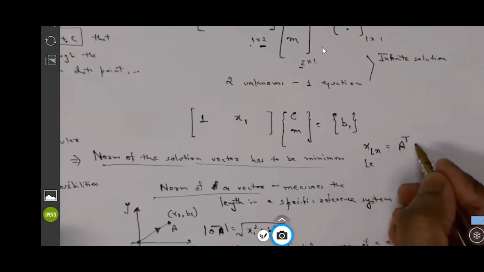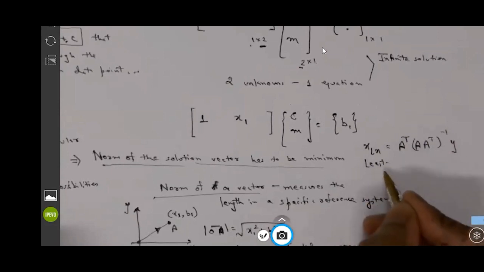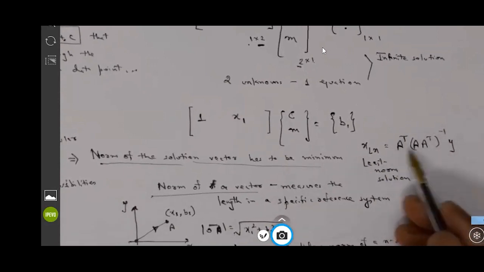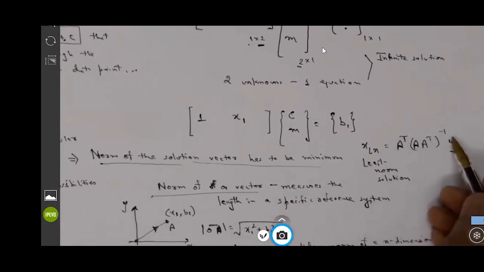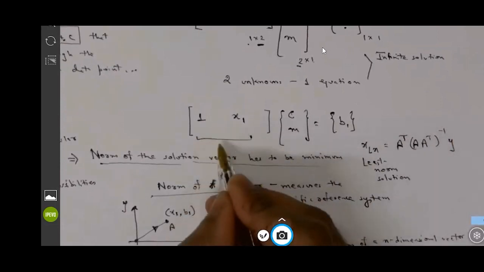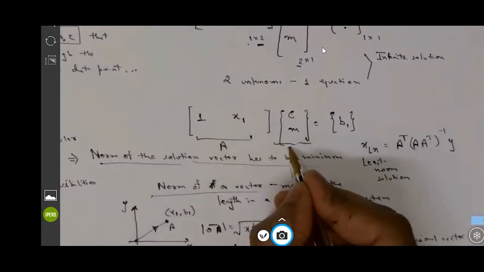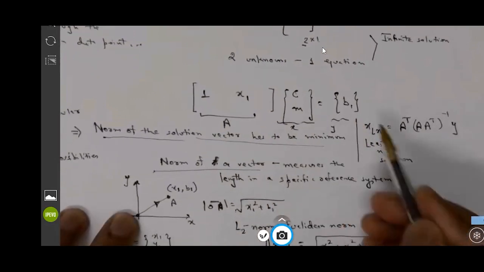It's the same form, but slightly different. Least norm solution. So instead of the form that we used earlier, A transpose A whole inverse times A transpose, now the form is A transpose outside, A times A transpose inverse, times the Y vector or the B vector, where this is your A matrix, this is your X unknown, and this is your Y known. This is called the least norm solution.